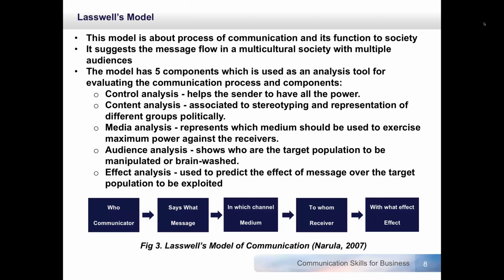So again, this particular model has 5 components, and what you'll normally get to see is in every model, there's always an originator or a communicator from which the message originates, and then it goes to a particular receiver, that means the audience or the target population, and then that message will have some sort of a cause and effect. That cause and effect could be a positive effect, it could be a negative effect, but obviously the message communicated has some sort of an effect on the receiver.